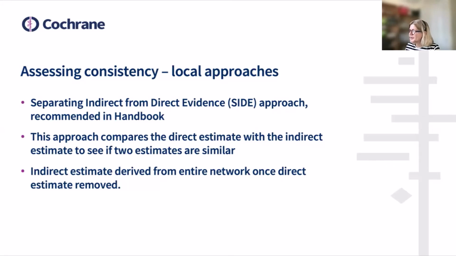In the SIDE approach, the indirect estimate is derived from the entire network when the direct comparison is removed. This process is repeated for all comparisons where both direct and indirect evidence are available.